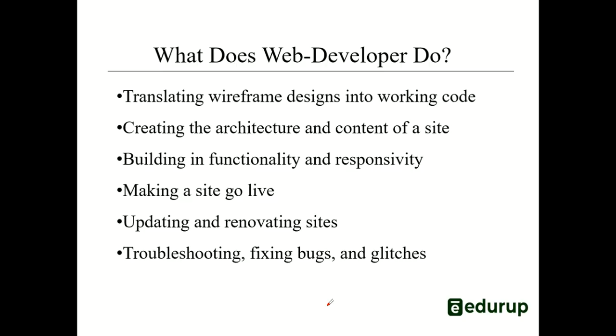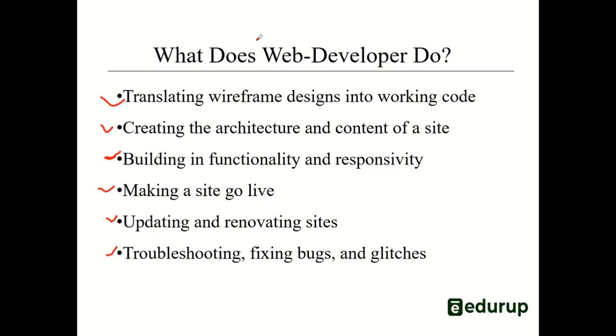Next, you learned and understood what exactly a full stack developer is. Then coming back to the web developer. What does a web developer do here? First thing, translating wireframe designs into working code. Second, creating the architecture and content of a site. Third, building in functionality and responsivity. Making the site go live. Updating and renovating sites, troubleshooting and fixing bugs and glitches also.